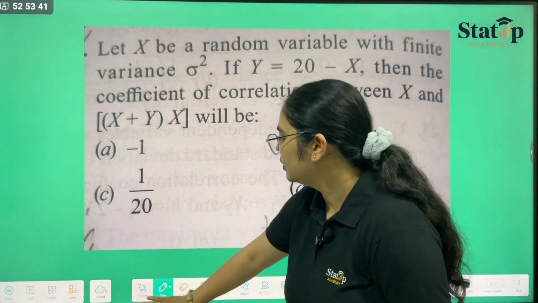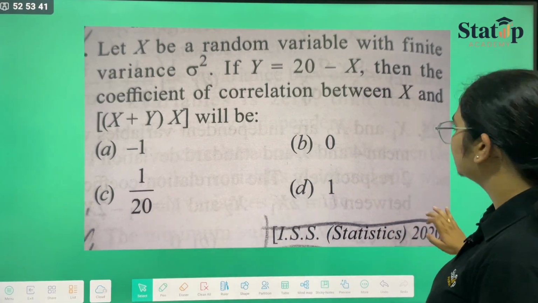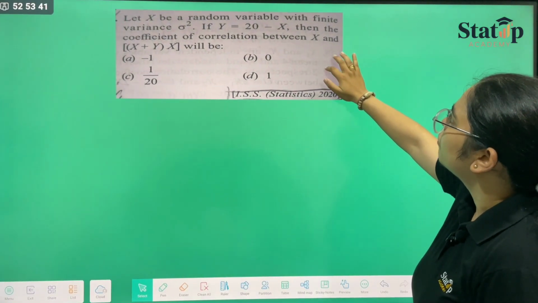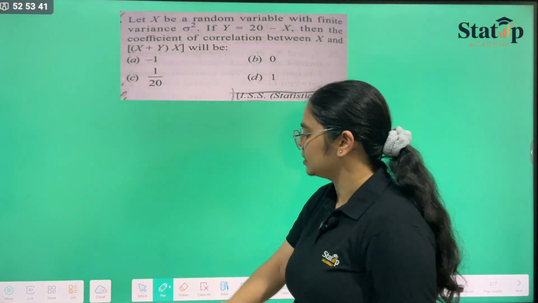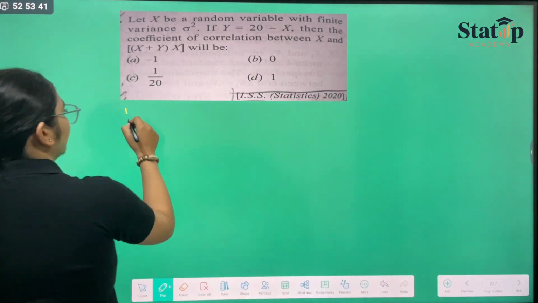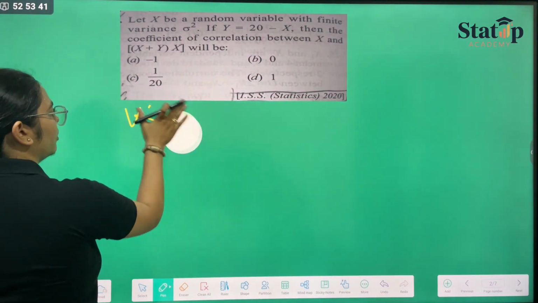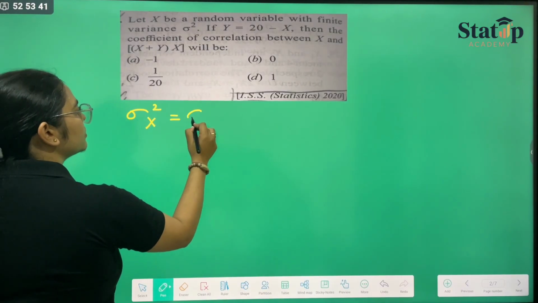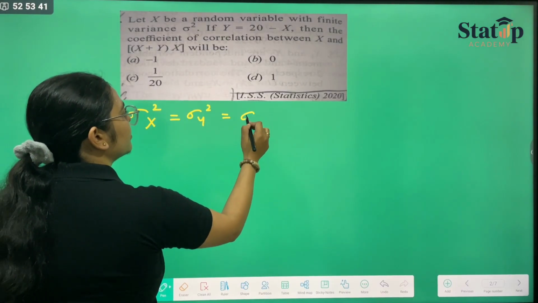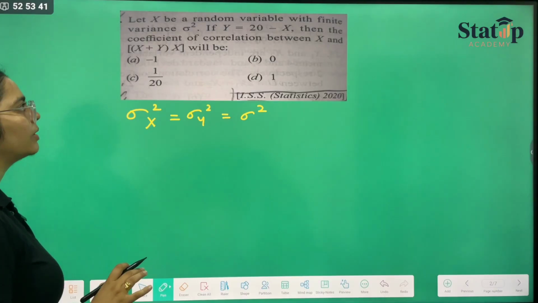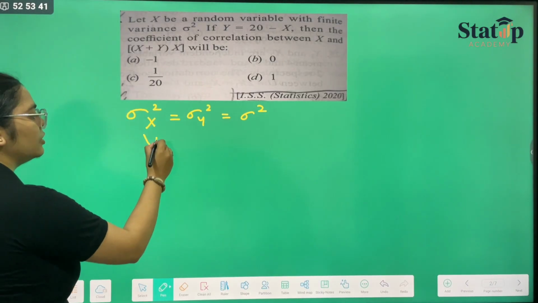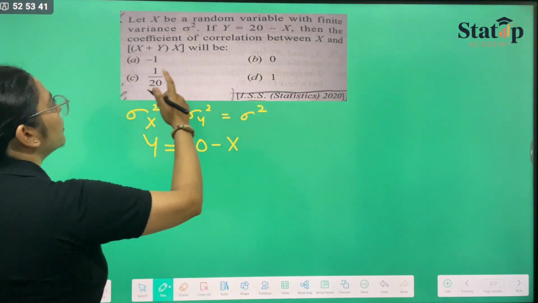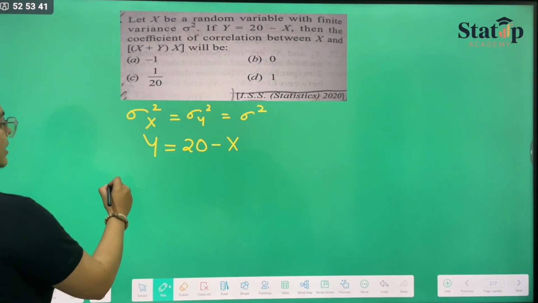Here they have given us that x and y are random variables with finite variance sigma square. So the variance of x, or we can write sigma x square, is equal to sigma y square, is equal to sigma square. They have given this to us, and they have given us the value of y is equal to 20 minus x. Now, the correlation coefficient between x and y.